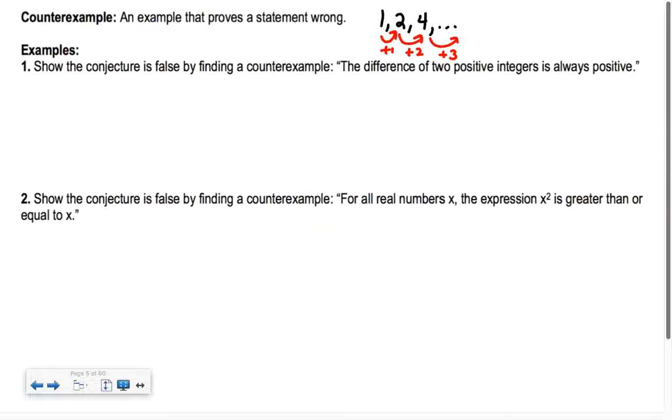Yeah, what could I do? 1 - 2. Yeah, exactly. I could do something as easy as 1 minus 2. Those are two integers. But it matters the order that I subtract them, right? 1 minus 2 gives me -1. So that would be a counterexample.